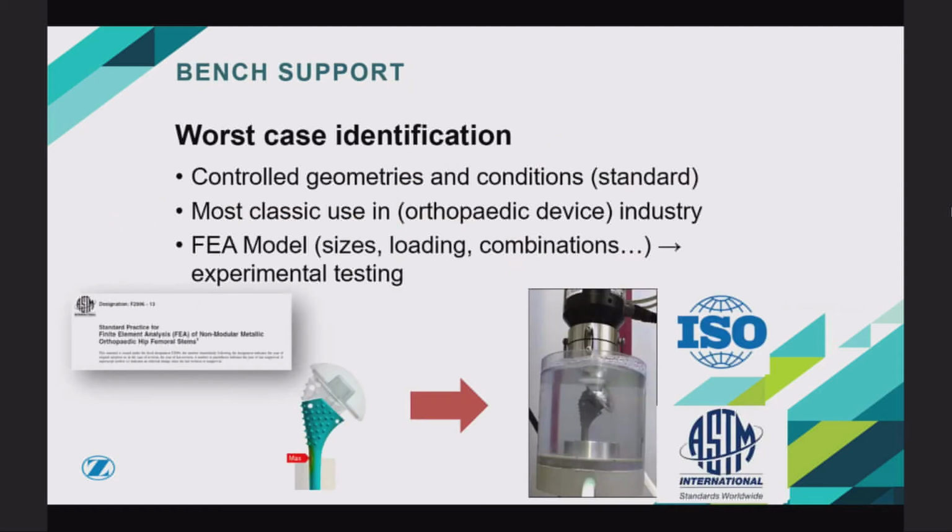So first off, for the low bar, much of what we do in the device industry is finally associated with worst case identification. So here's an example of a shoulder stem. We have a benchtop test that we use to finally confirm that the stem performs sufficiently well, and in this case, it's a strength evaluation. And we use in silico methods to support that benchtop testing. There are various ways we can do that. We can do worst case analysis. We can look at loading conditions. We can look at combinations, all these sorts of things to manage down the amount of physical testing that we need to do.